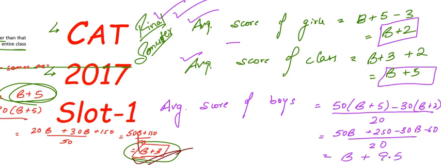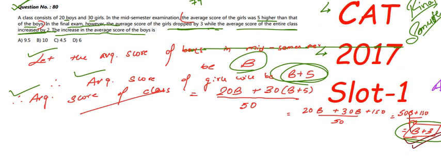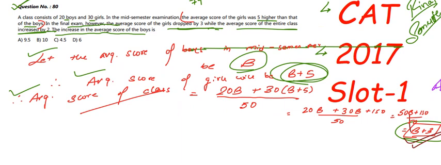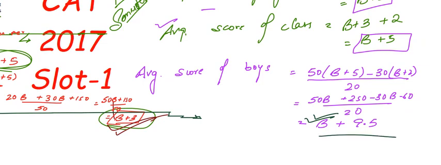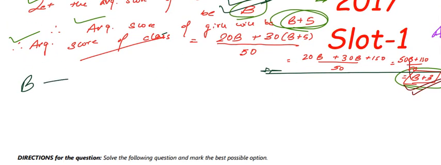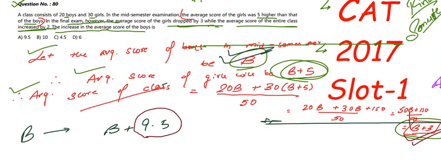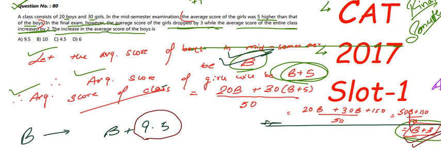So this is the average score of boys in the final examination, and here we have the average score of boys in mid semester, that is equal to B. As you can see here, the average score of boys will be B. Here we have B, and in the average score of boys in the final examination, here we have B plus 9.5. So as you can see, we have an increment of 9.5 in boys' percentage. So let's check. Here we have 9.5 in option A, therefore option A is the correct answer to our question.